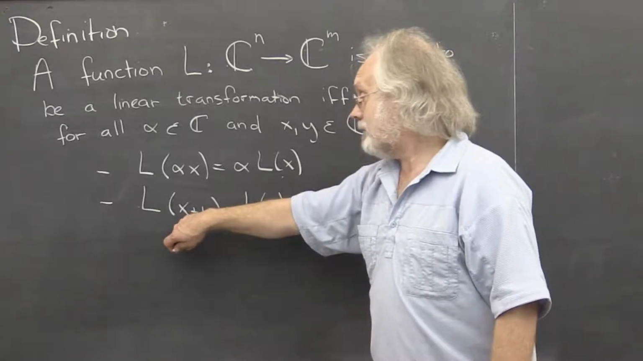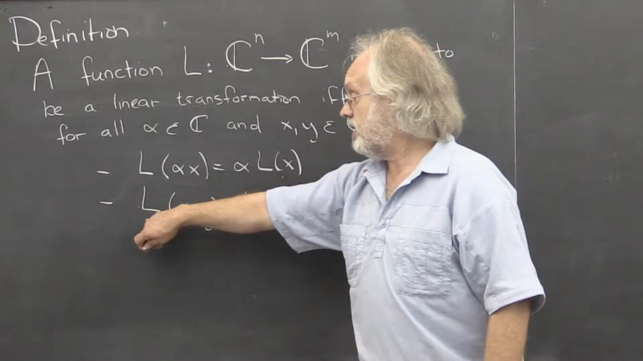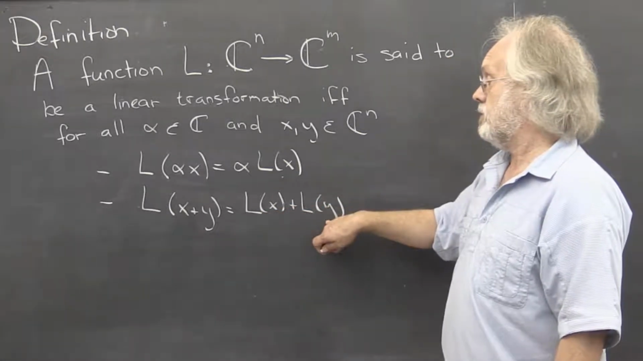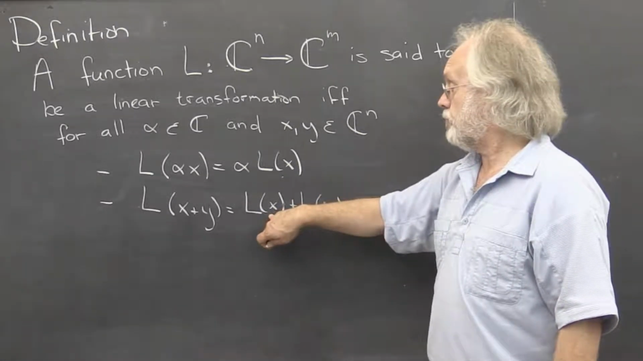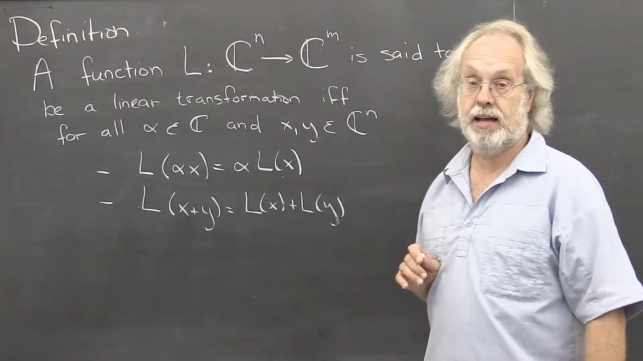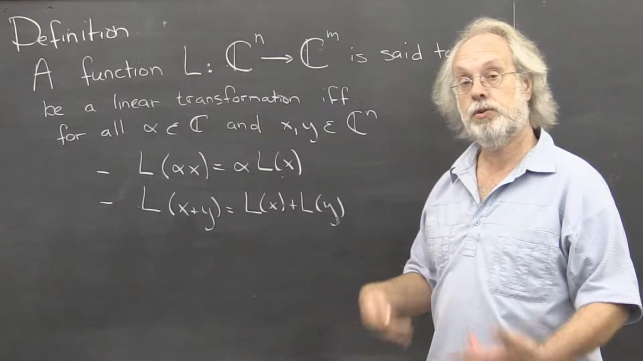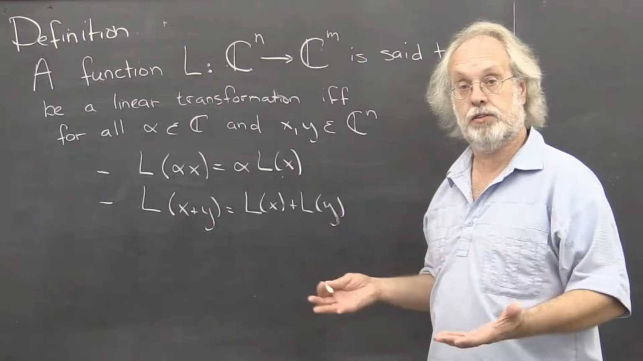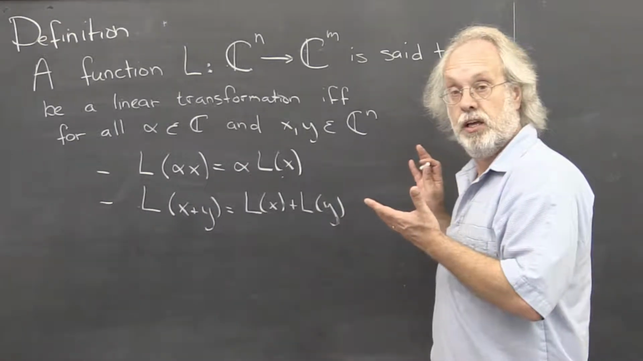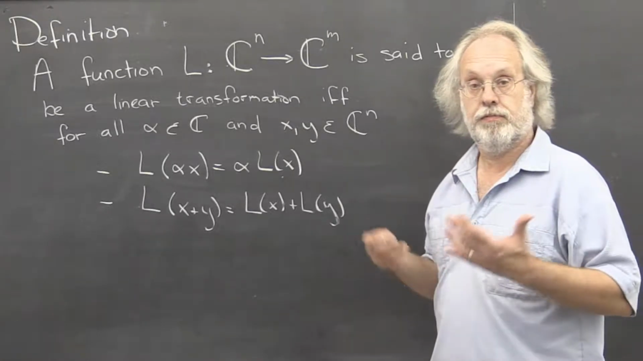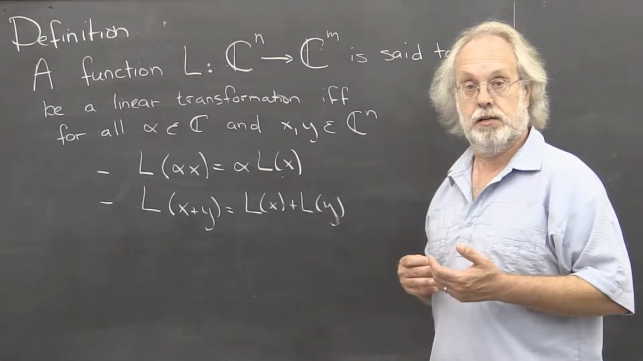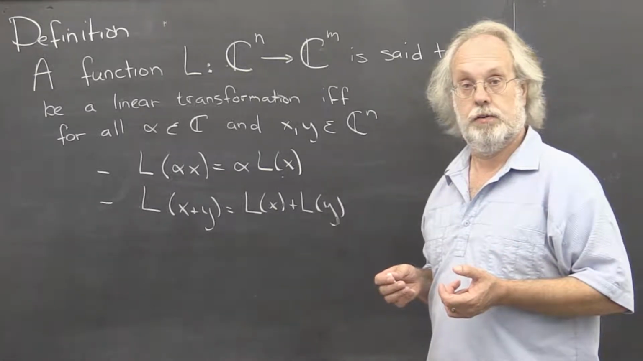And if you add the two vectors together first and then you transform the result, you must get the same answer you get if you first transform the vectors and then you add them. And it turns out that many functions of vectors actually have this property. Functions like rotating a vector, mirroring a vector, and various other functions.